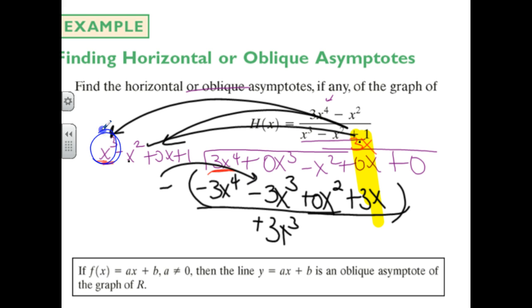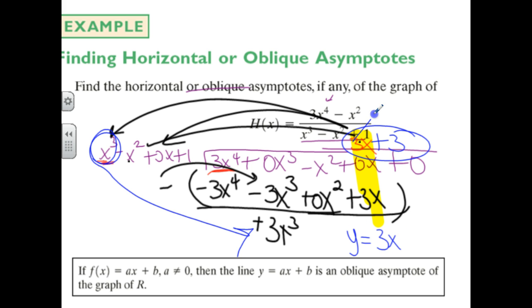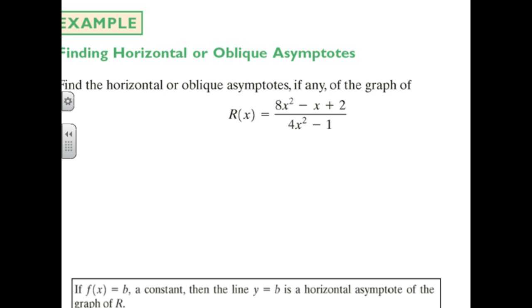How many times is x cubed going to 3x cubed? Well, that would be 3 times. And I can stop. I know I've got the remainder here, but the equation of the oblique asymptote, the first number is your slope. So here's your slope, the 3, and the y-intercept is also a 3. So this isn't very interesting, but 3x plus 3 is the equation of the oblique asymptote.